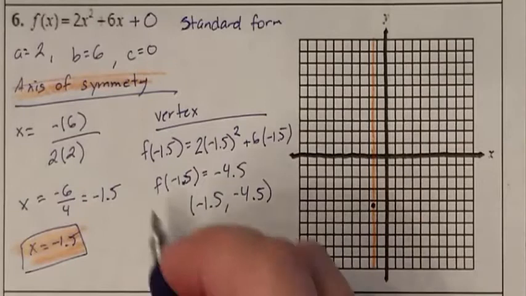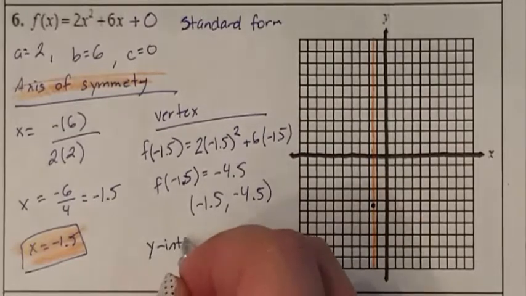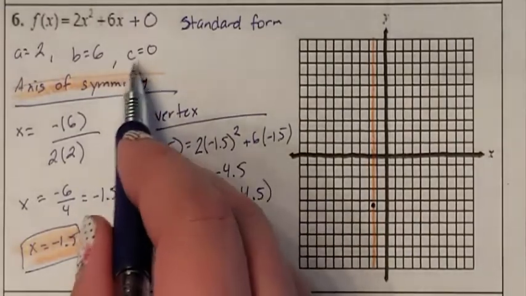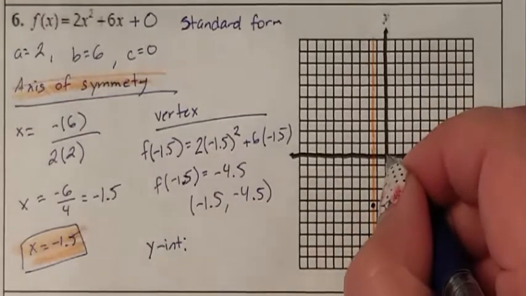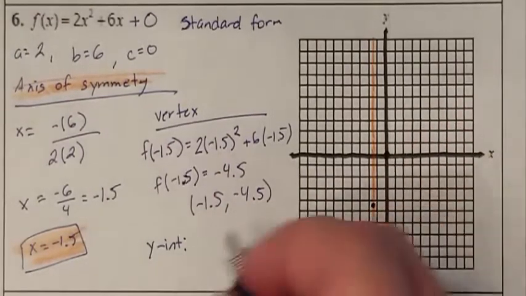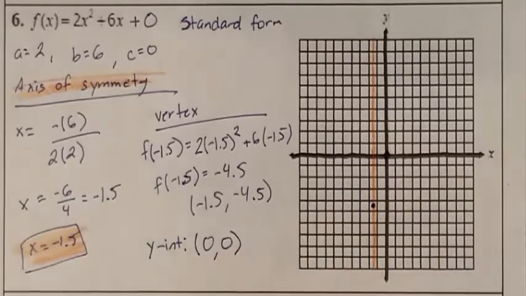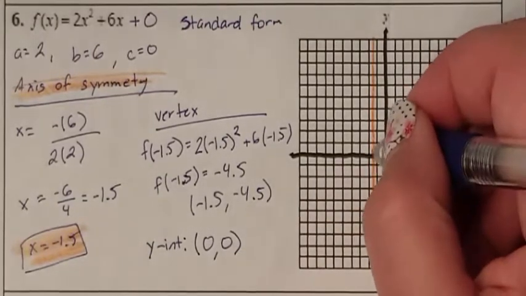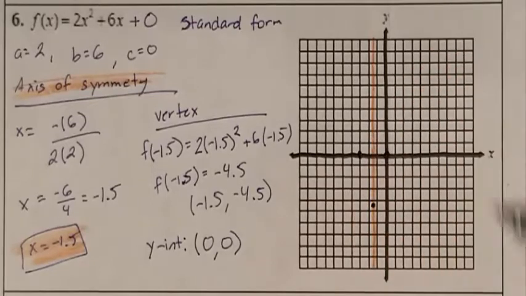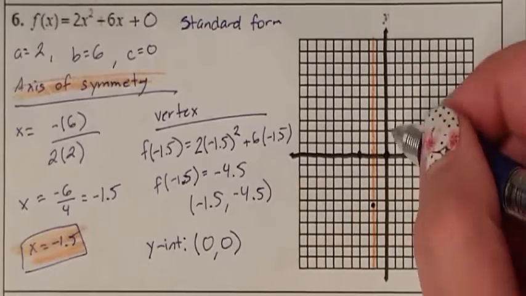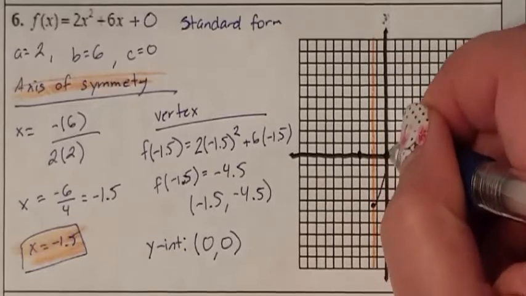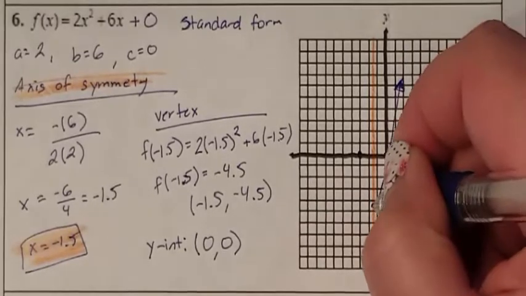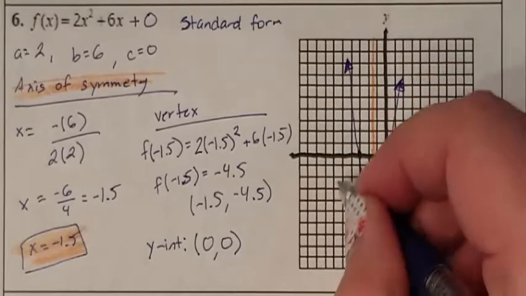So now I need to know, where's my y-intercept? Where do I cross the y-axis? That is always your C. My C is 0, so I cross the y-axis right here at 0. And that just happens to also be the coordinate point 0, 0. He is 1.5 away from the axis of symmetry, so his partner is also 1.5 away from the axis of symmetry. I already touched my x-axis, so I'm done graphing the problem. So here's me connecting it with a smooth U shape.